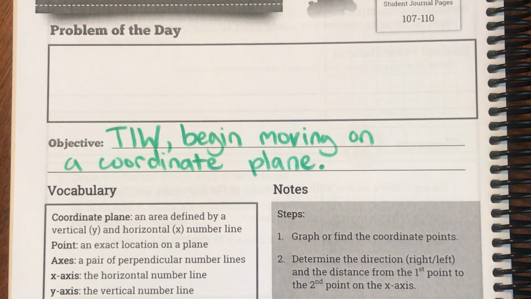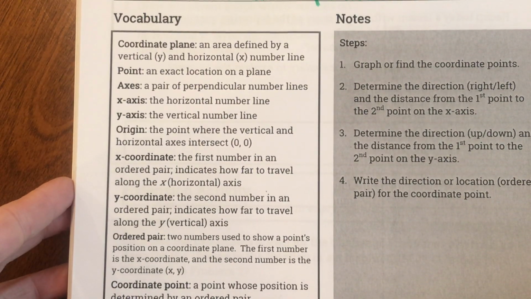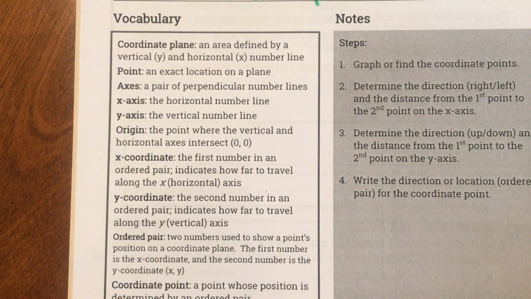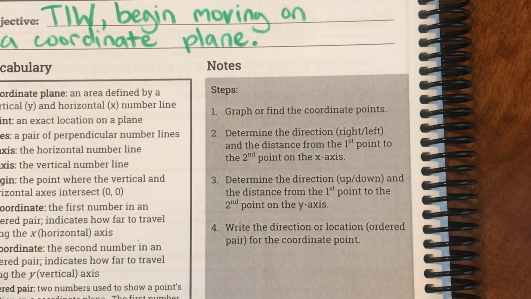Period. Okay, so up to this point, we've learned how to plot ordered pairs, and we've learned about all of our vocabulary, but today we're actually going to start to kind of move on one. So we have our vocabulary. Nothing on here is new. Okay, we do have our steps in our note section, and we're just going to make some adjustments to them.